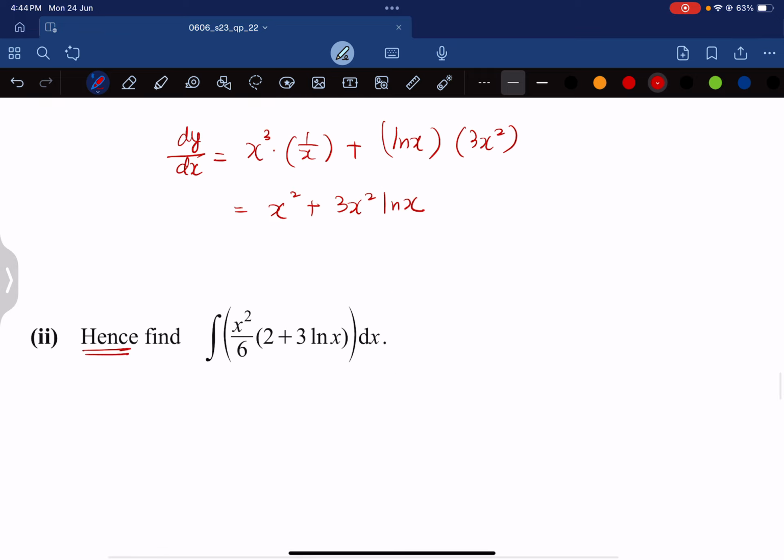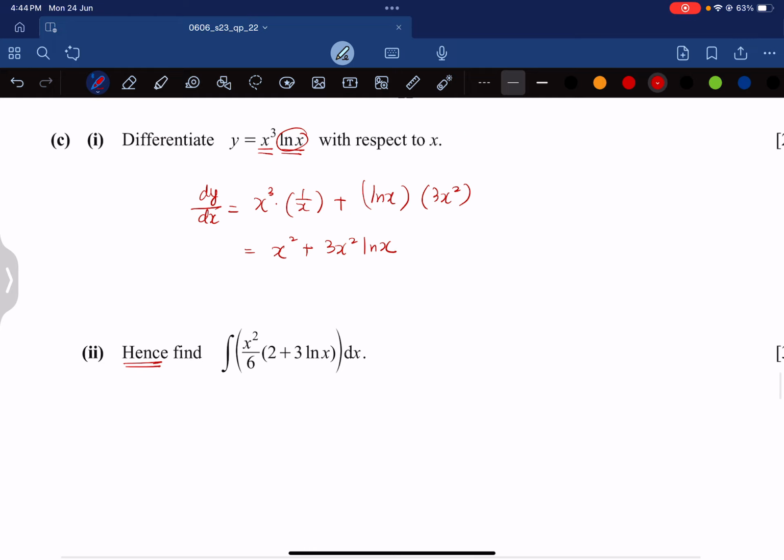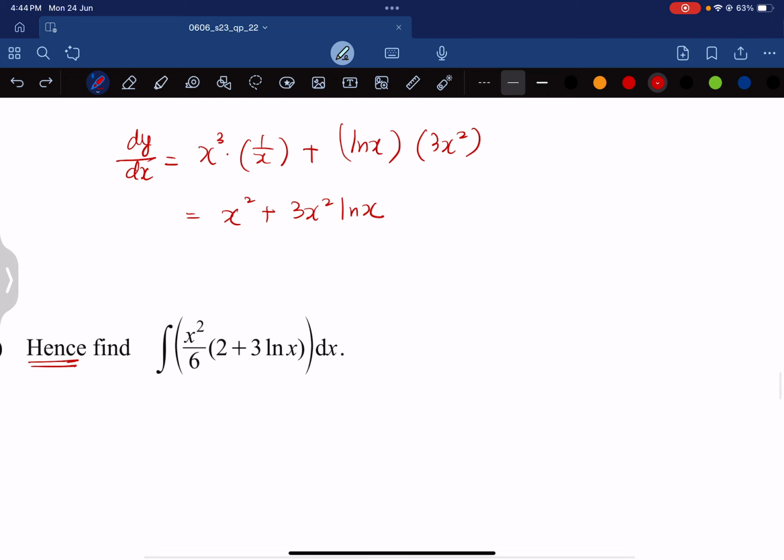Okay, hence, this means that we need to use the result from part 1. You need to try to observe what is the similarity and the differences between what you arrived at from the previous sections and what you're given in these sections. So x squared, this is 1 plus 3 ln x. Now the difference is this is 1, but this is 2.